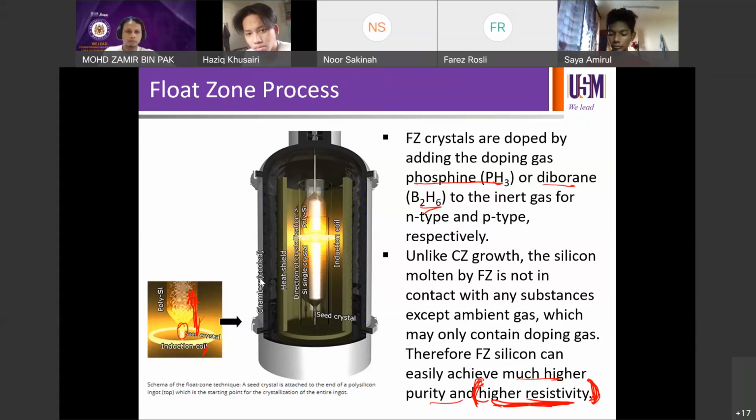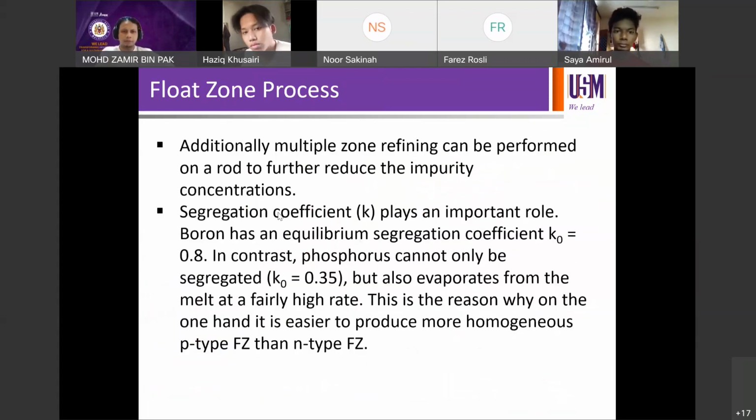Okay. Additionally, multiple zone refining can be performed on a rod to further reduce the impurity concentrations. That means you can do it multiple times. When doing the zone melting process with the RF coil, it pushes the impurities to the upper side, isn't it? But you can do it multiple times if you want to further purify, but that comes with an added cost.